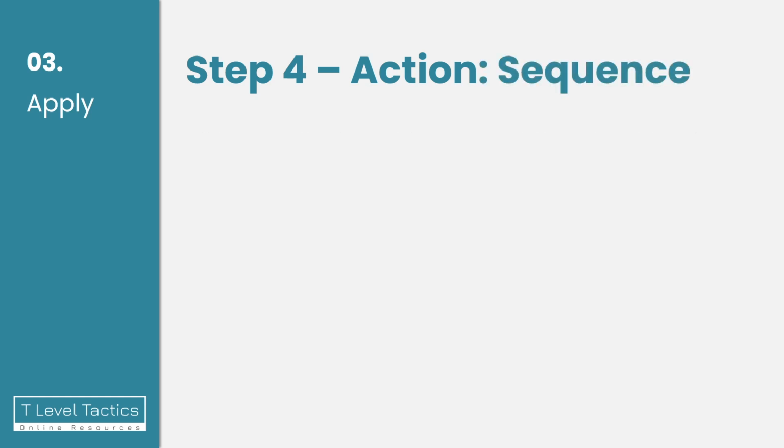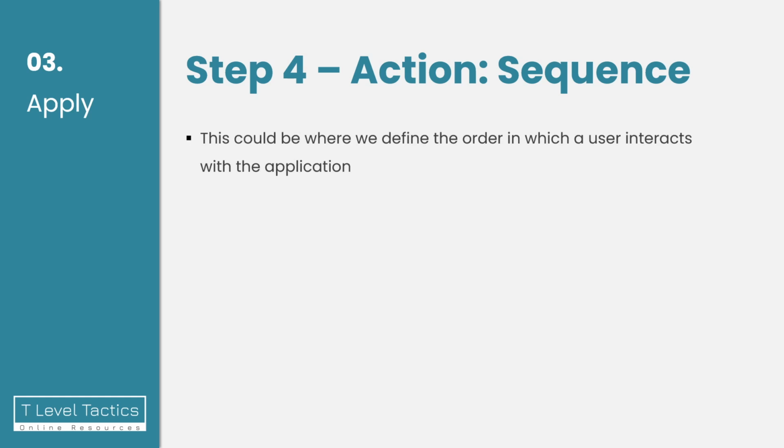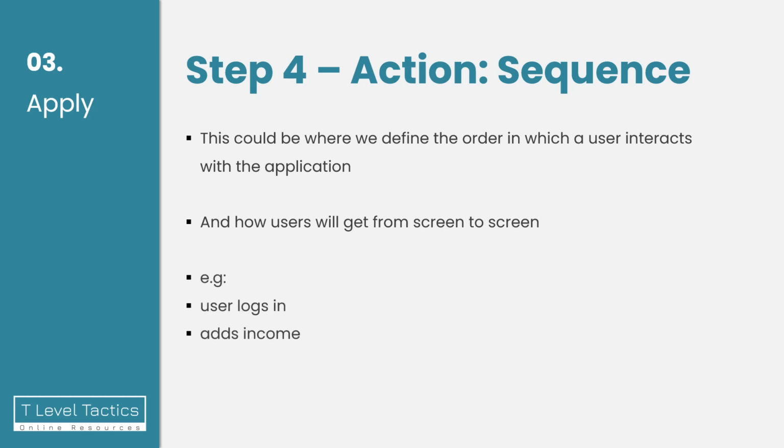In sequence, this could be where we define the order in which a user interacts with the application and how users will get from screen to screen. For example, a user could log in, add an income, add an expense, and view a budget report. How will they get to each of those features?